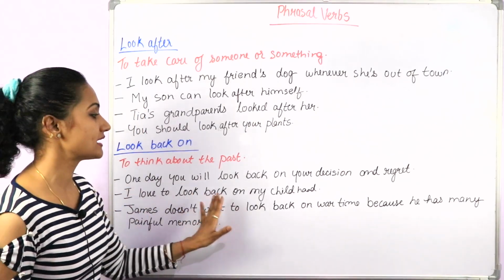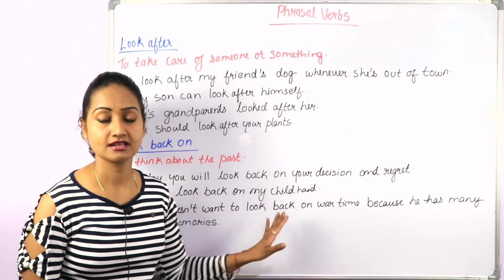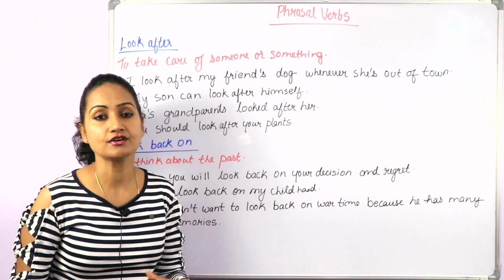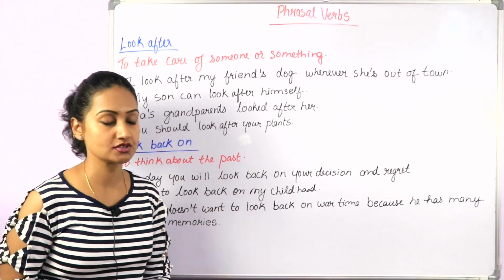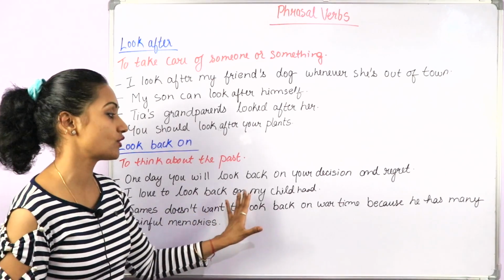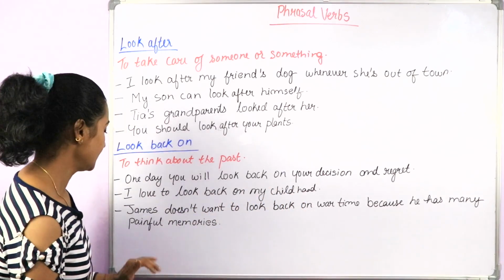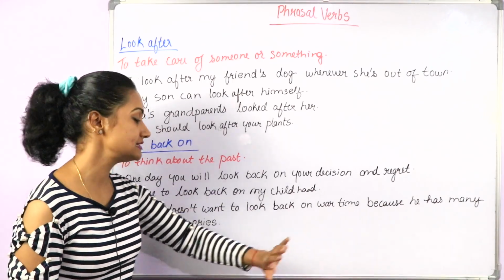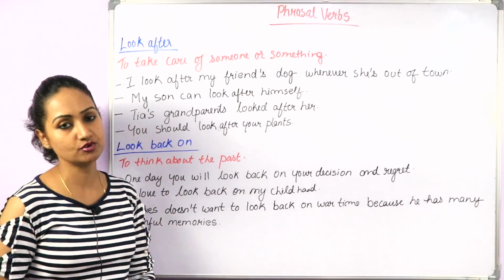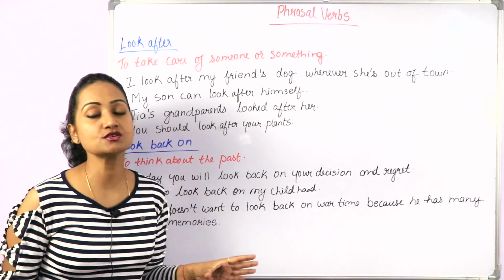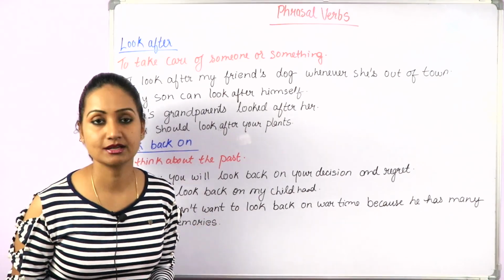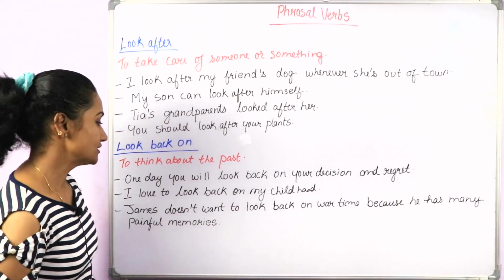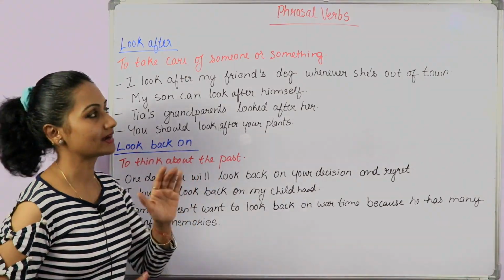I love to look back on my childhood memories. I really have fond memories of my childhood. So I love to look back on my childhood. James doesn't want to look back on wartime because he has many painful memories. So he doesn't want to think of that time, the wartime. So this way you can use look back on.